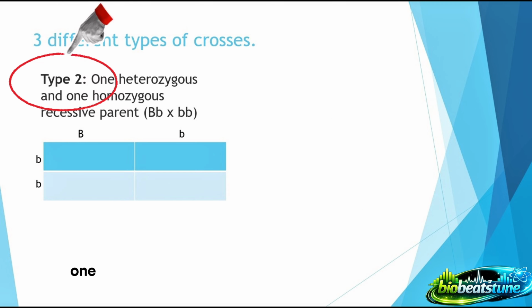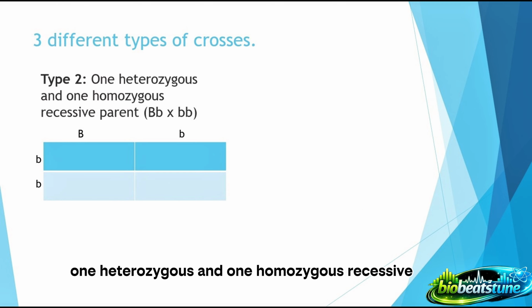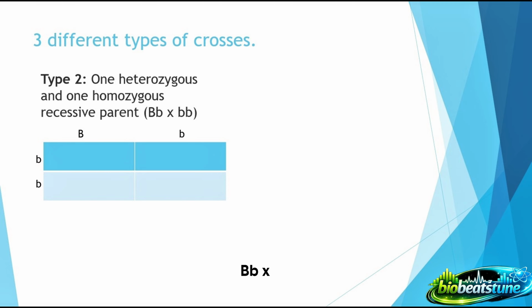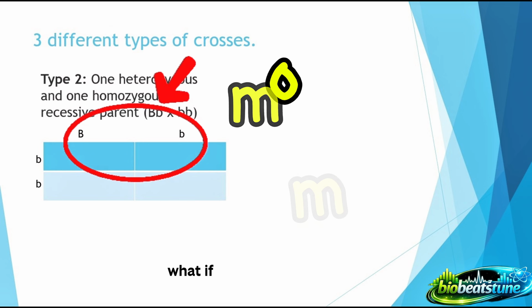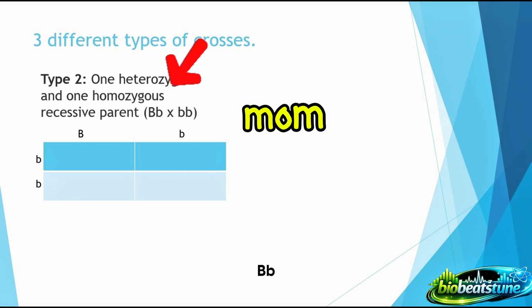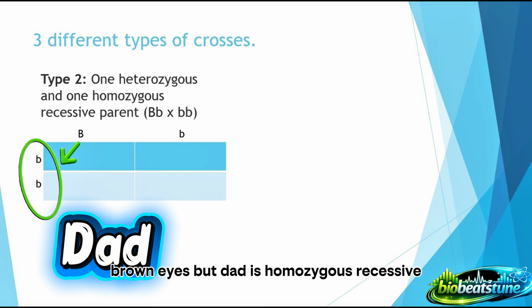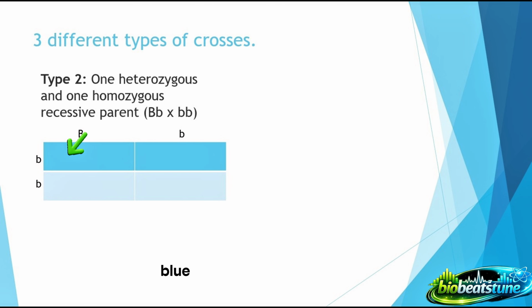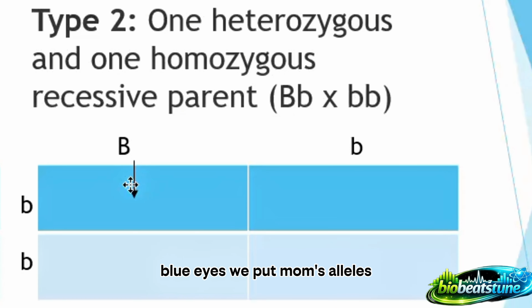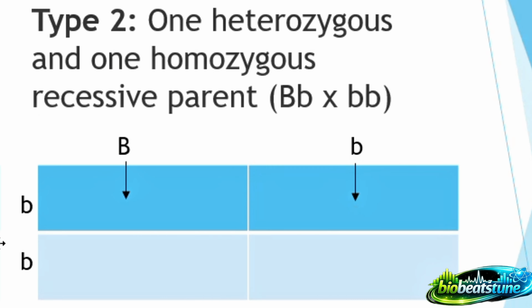Type 2. One heterozygous and one homozygous recessive parent. Capital B lowercase b crosses lowercase b lowercase b. Next up is our second type of cross. What if mom is heterozygous, capital B lowercase b, brown eyes, but dad is homozygous recessive, lowercase b lowercase b, blue eyes? We put mom's alleles, capital B, lowercase b, on top and dad's lowercase b, lowercase b, on the left. Let's play matchmaker and slide them into the boxes.